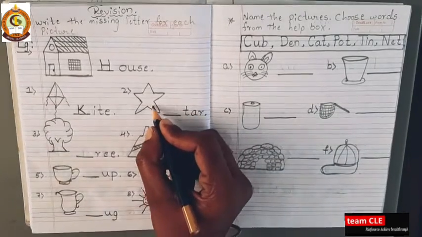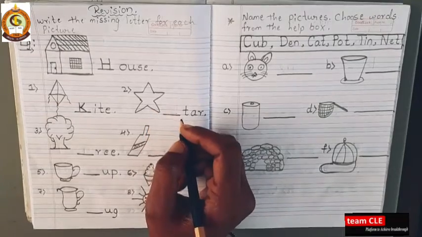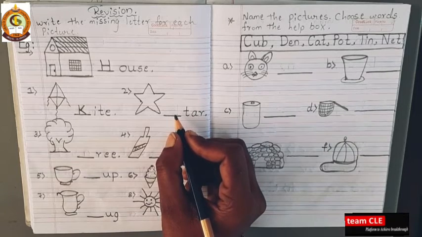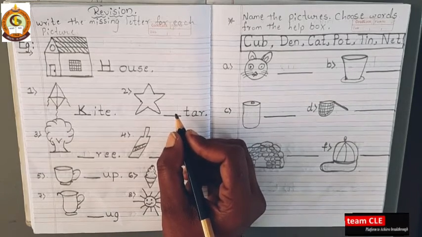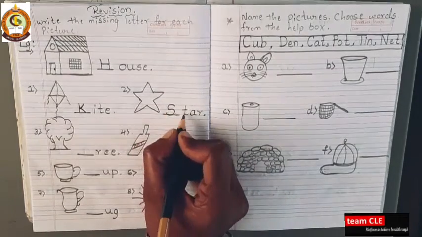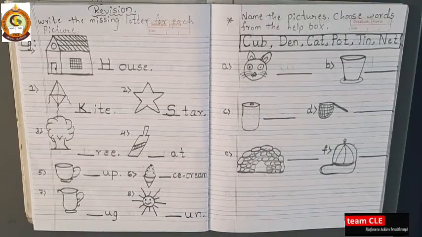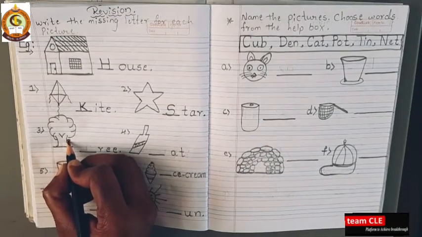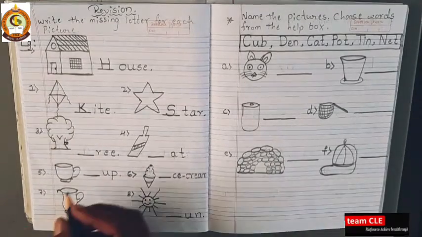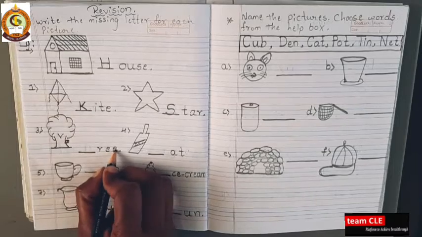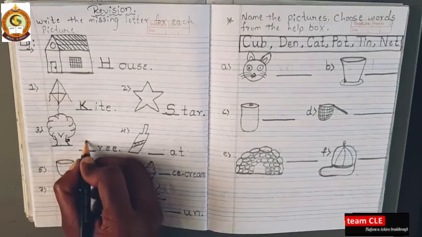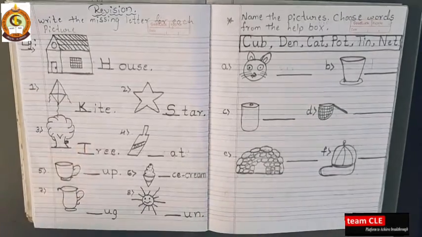Next picture is a star. What is the star spelling? S-T-A-R, star. Which letter is missing here? S. Okay. Next picture is what? Tree. What is the tree spelling? T-R-E-E, tree. Which letter is missing here? T letter. So write it neatly.